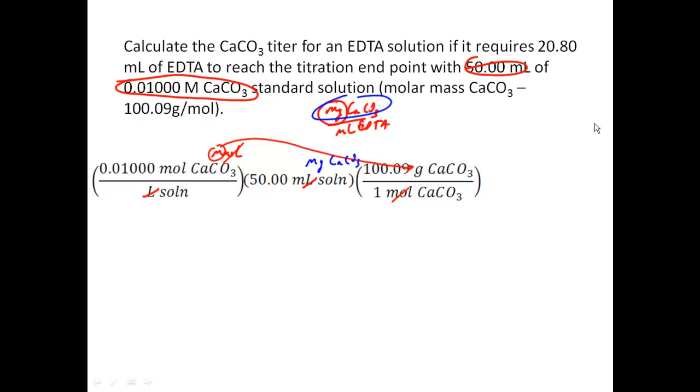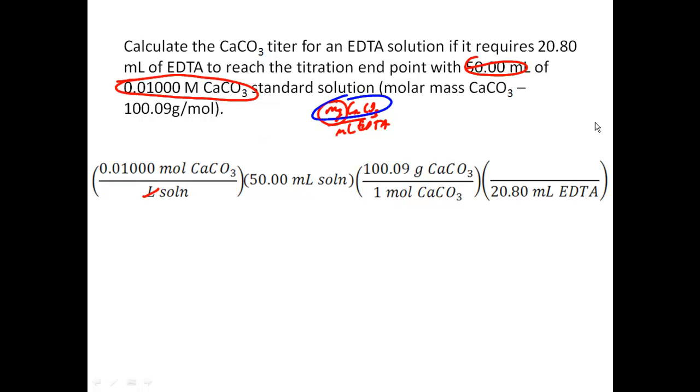Now I need to take that whole number and divide that by the volume of EDTA. So my next step will be to multiply that by a factor of 1 over that volume. Okay, so basically dividing by the volume. So I end up with milligrams of my calcium carbonate.